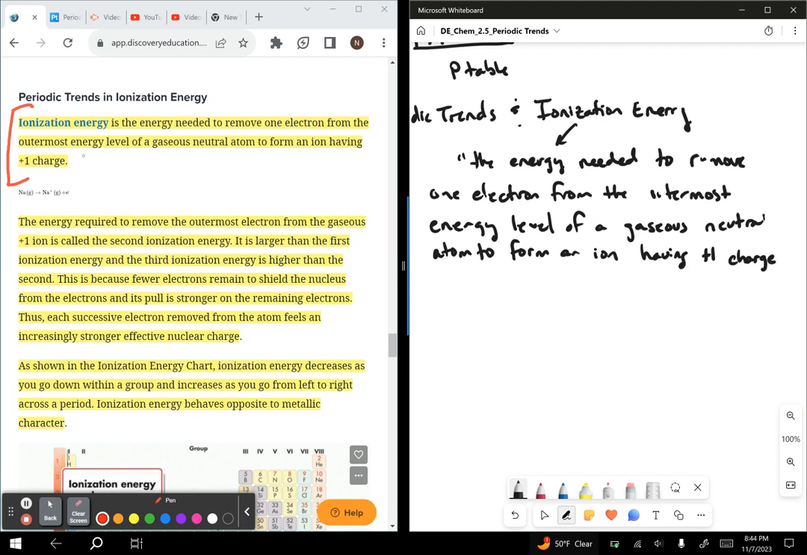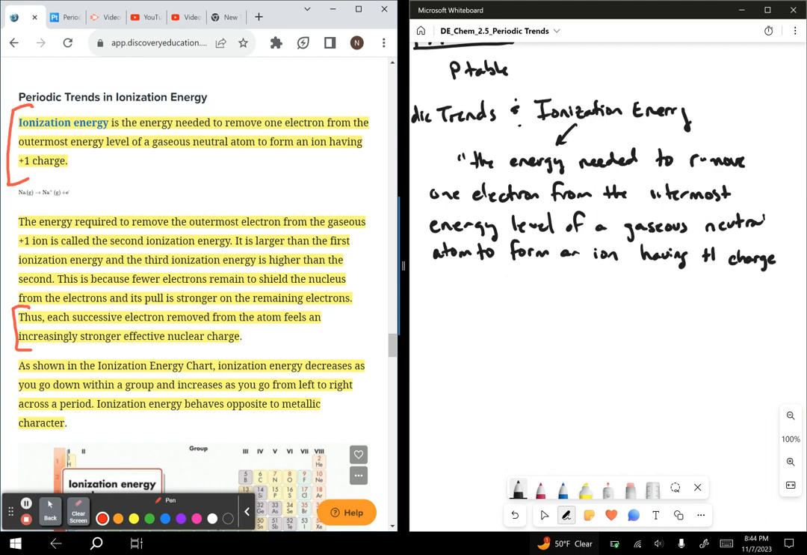Okay, so the energy required to remove the outermost electron from the gaseous +1 ion is called the second ionization energy. It is larger than the first ionization energy, and the third ionization energy is higher than the second. This is because fewer electrons remain to shield the nucleus from the electrons, and its pull is stronger on the remaining electrons. Thus, each successive electron removed from the atom feels an increasingly stronger effective nuclear charge. As shown in the ionization energy chart, ionization energy decreases as you go down within a group and increases as you go from left to right.